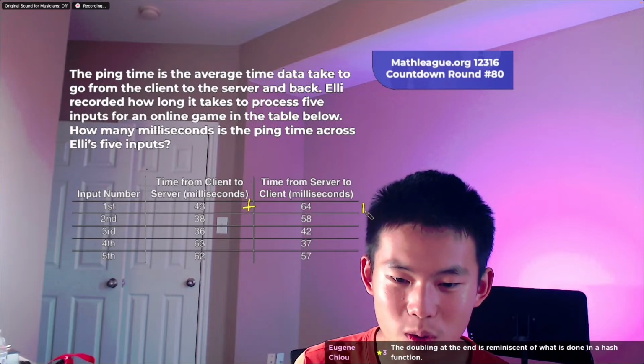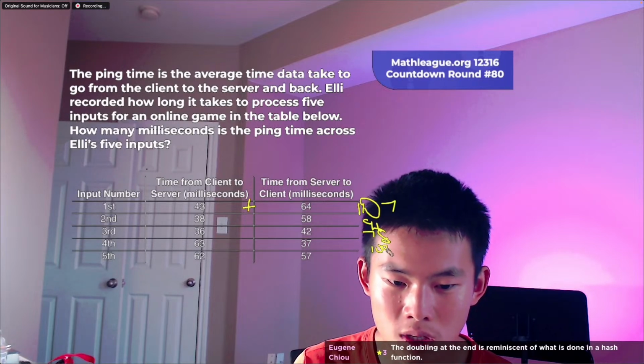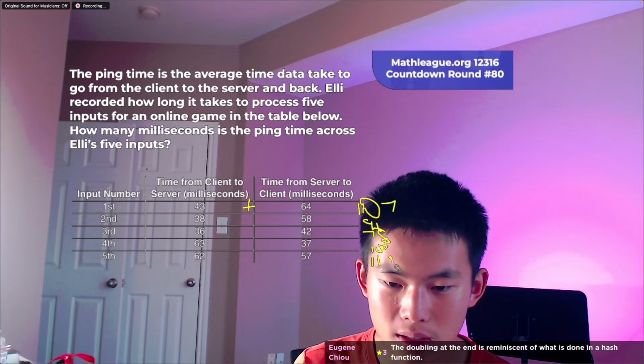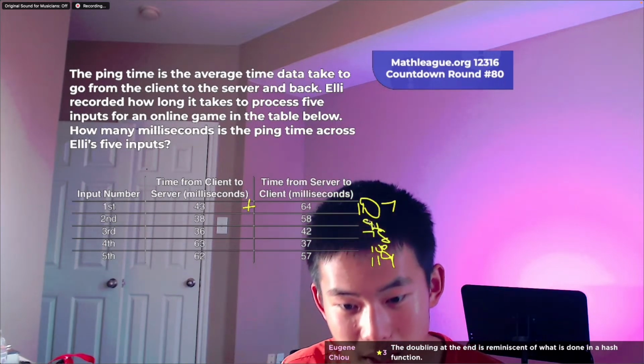So adding this is going to be 107. This one is going to be, let's see, 96. This one is going to be 78. This one is going to be 100, and this one is going to be 119. So we just want to take the average of them to get the total ping time.